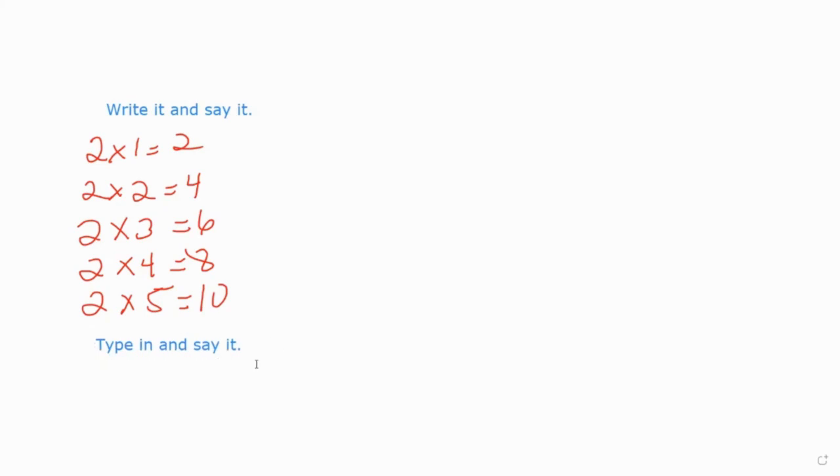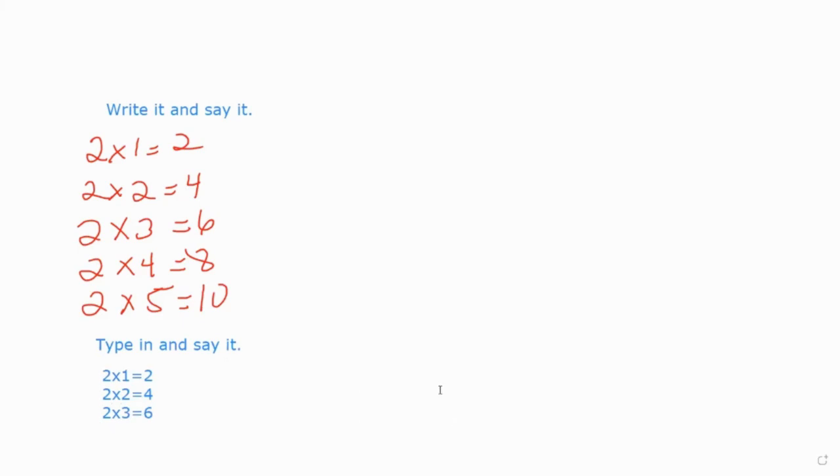Like I was doing, I was texting. Let me put it right here. You can say 2 times 1 equals 2, 2 times 2 equals 4, 2 times 3 equals 6. You could just keep doing it over and over. Because some people love to text instead of writing.